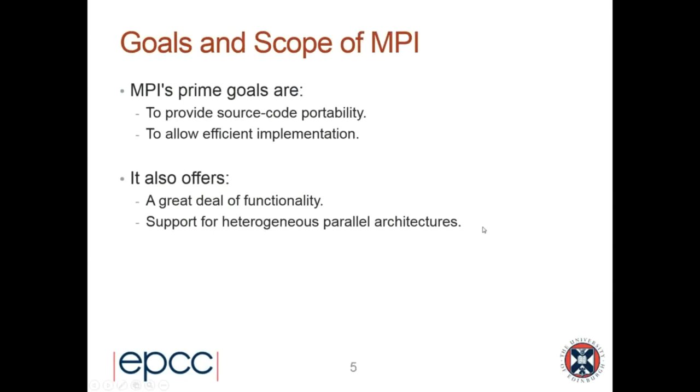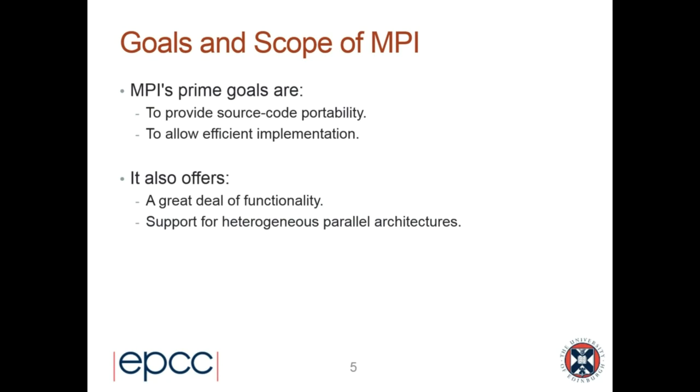The goals and scope for MPI are to provide source code portability and to allow efficient implementation. By source code portability, I mean if I write a correct MPI program that compiles and runs on my laptop, it should compile and run correctly on Archer, despite the fact it's using a different MPI library. If I've called it correctly, obeying the rules of the library, the function prototype, it will run.